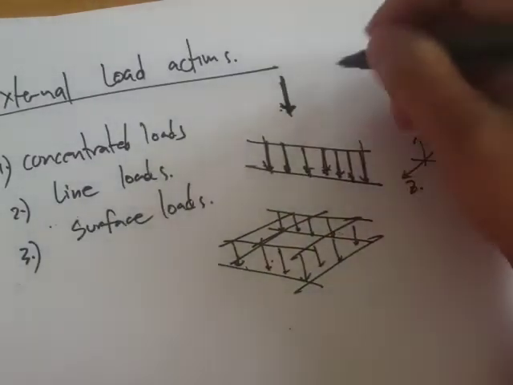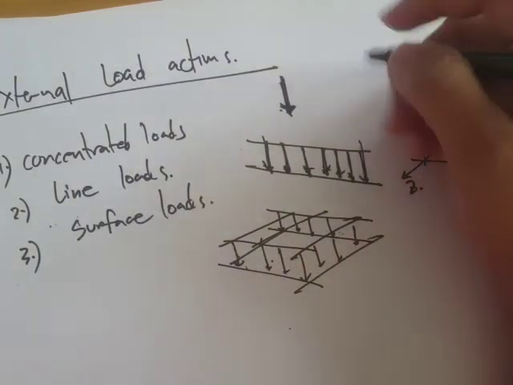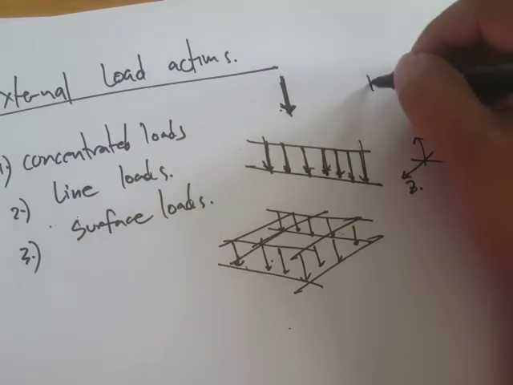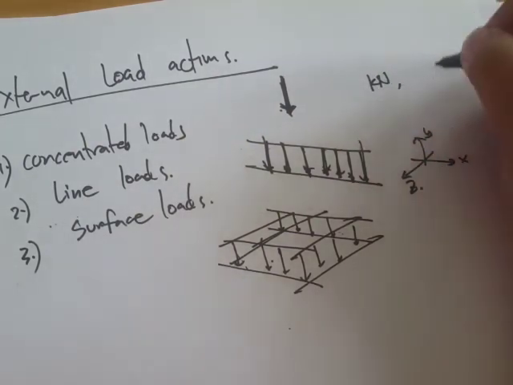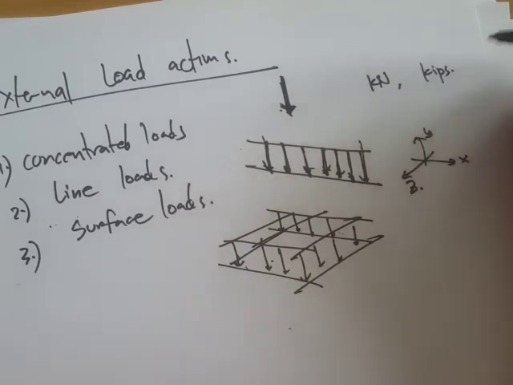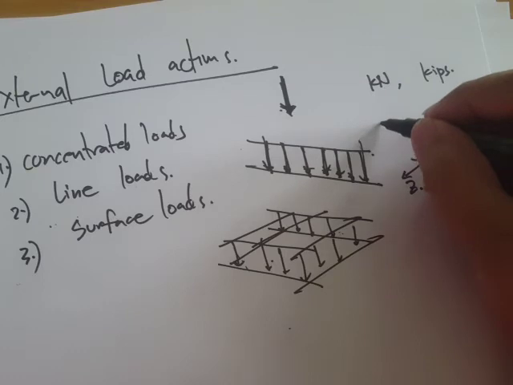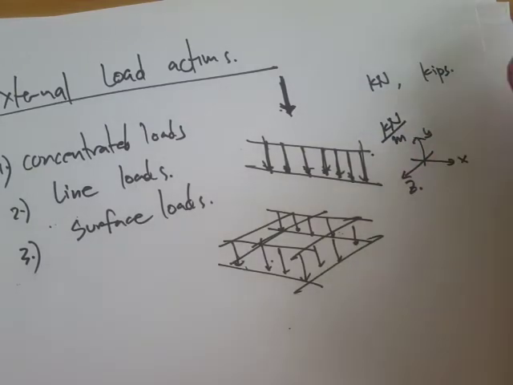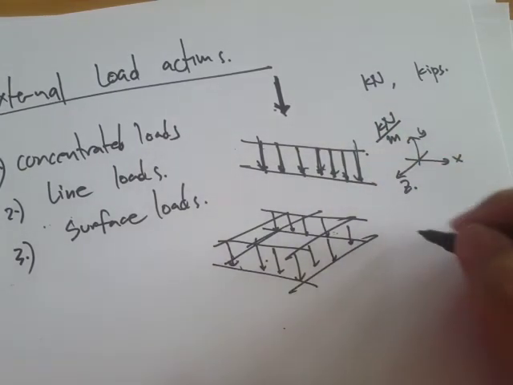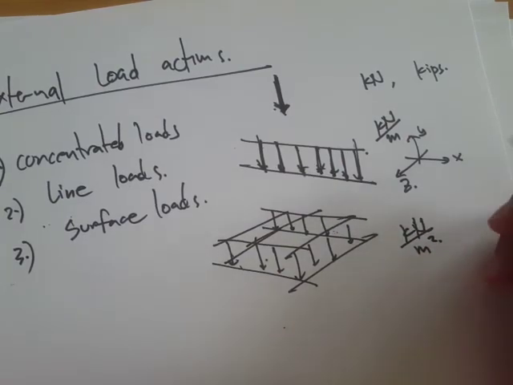Okay, so for concentrated loads, our unit is, for example, in metric units, kilonewtons, or in imperial units, probably kips. Kilo in, yes, I think that's kilo in pounds. Since this is a line load, the unit would be kilonewton per length, kilonewton per meter, and for this one, kilonewton per square meter.